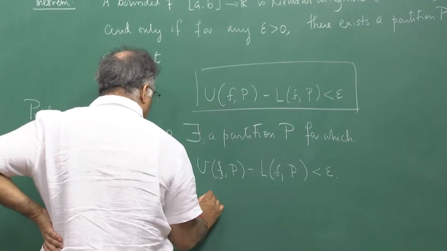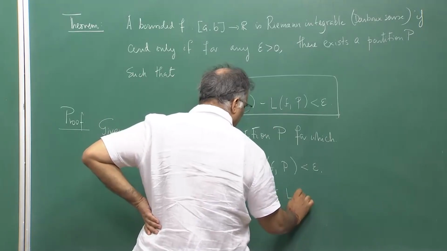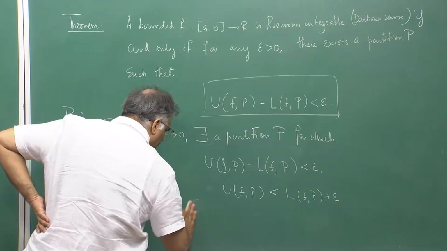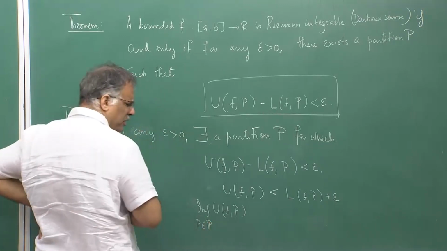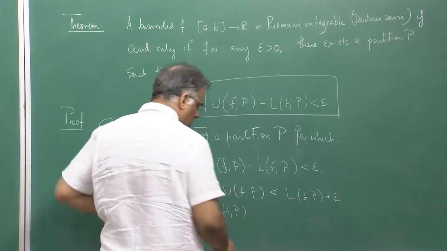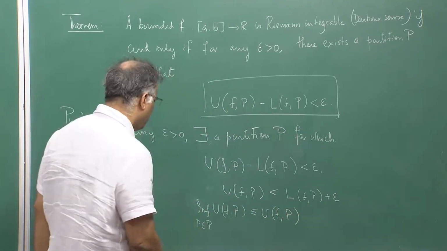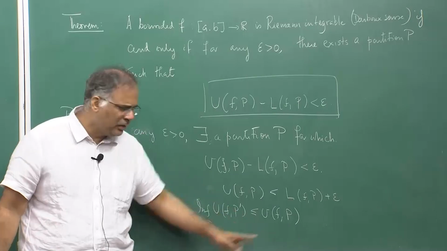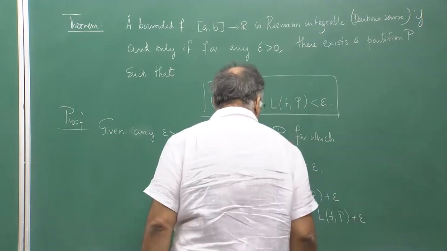So, what I can write is that UFP is strictly less than LFP plus epsilon. Okay. Now, the infimum of UFP over all possible partitions in the partition set is less than or equal to UFP, or maybe I will write it as P dash. So, the infimum could be less than or equal to this, right, and this is strictly less than LFP plus epsilon. But what is LFP?